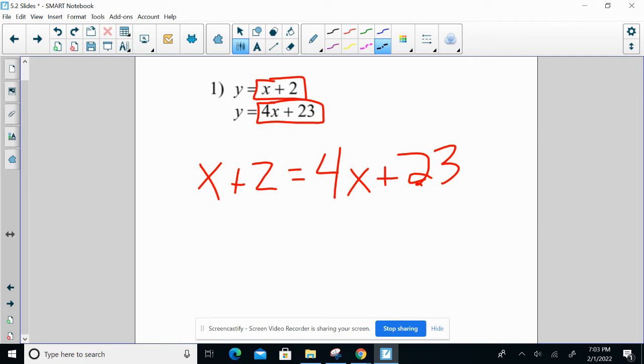The other thing it accomplishes is we have an x variable here, an x variable here. We can actually solve this. We've gotten rid of the y. Now we can solve for x.